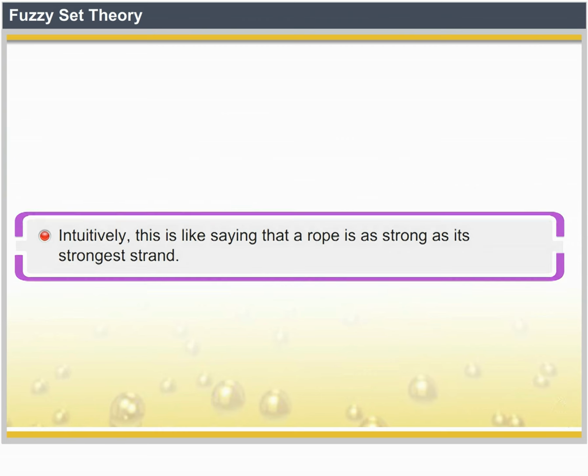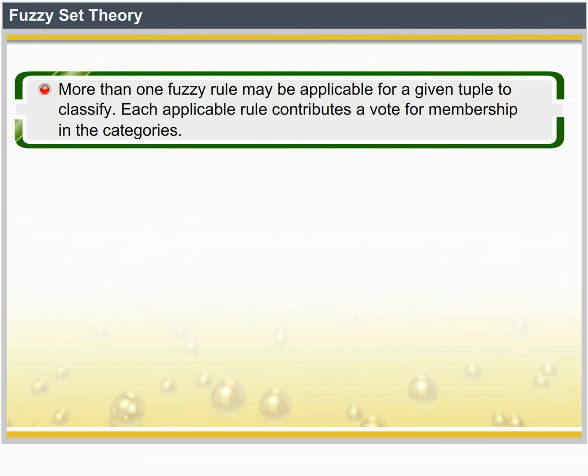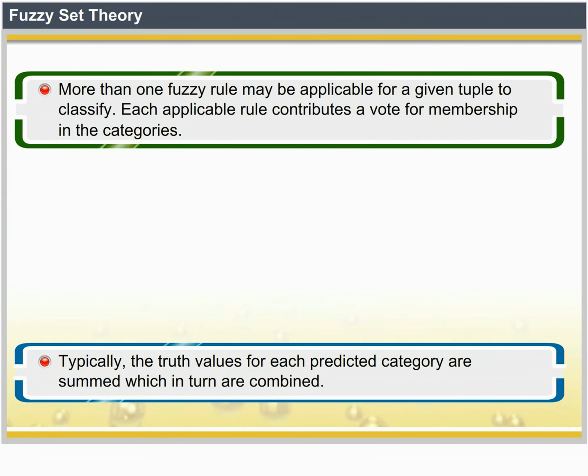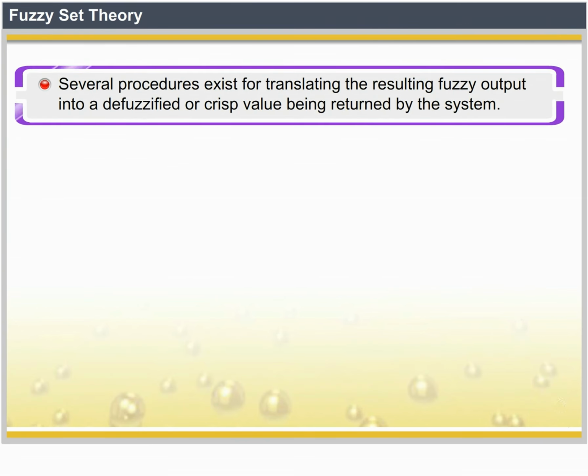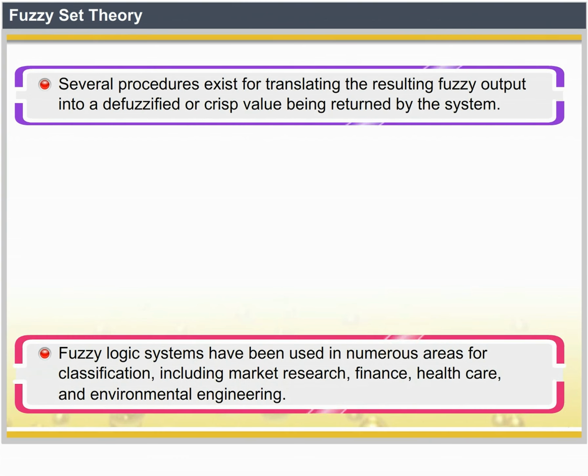Given a tuple to classify, more than one fuzzy rule may apply. Each applicable rule contributes a vote for membership in the categories. Typically, the truth values for each predicted category are summed and these sums are combined. Several procedures exist for translating the resulting fuzzy output into a defuzzified or crisp value that is returned by the system. Fuzzy logic systems have been used in numerous areas for classification, including market research, finance, healthcare, and environmental engineering.